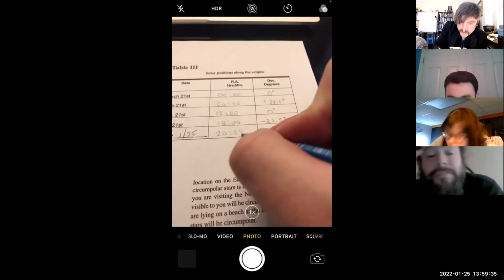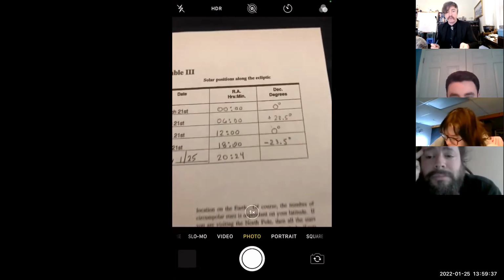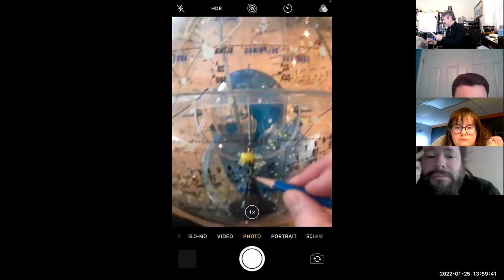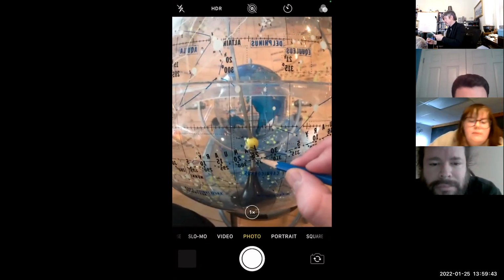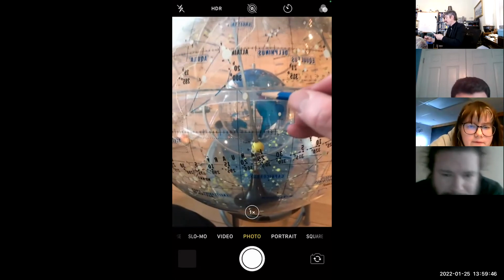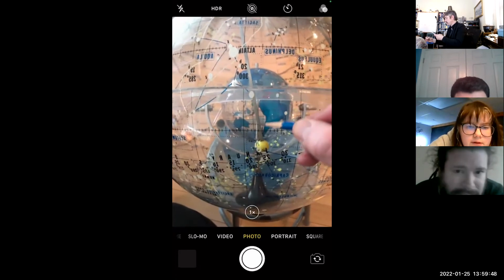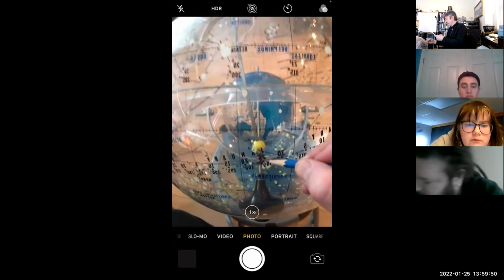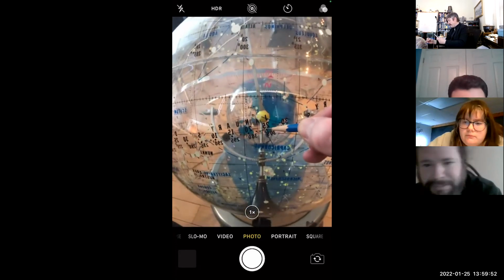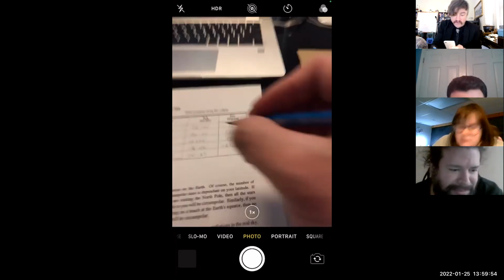And obviously this is tough to do through a camera, so we have to do the best we can. How about the declination? Here's a hint: that's the celestial equator, right? Negative 19 degrees sounds great.